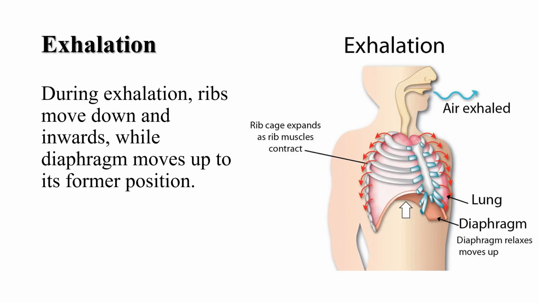Now let us understand how the exhalation process takes place. During exhalation, the ribs start moving down and inwards, while the diaphragm moves up to its former position. Due to this, the chest cavity starts to contract, and as a result the air is pushed out of the lungs, and thus the exhalation process gets completed.